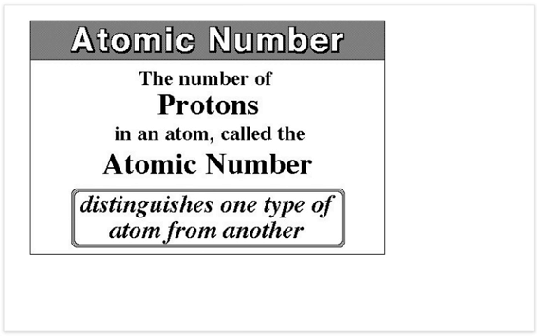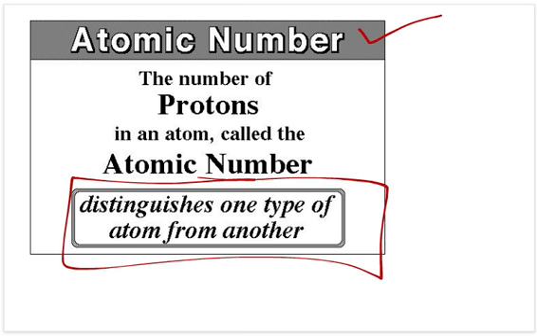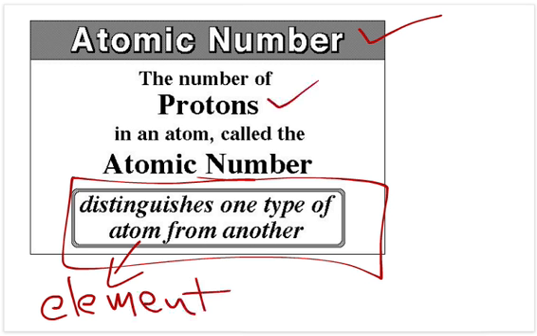So the first number we want to know is probably the most important one to distinguish what an element is, and that's called the atomic number. It distinguishes one type of atom from another, or really maybe we could say element from another, because it is its number of protons.